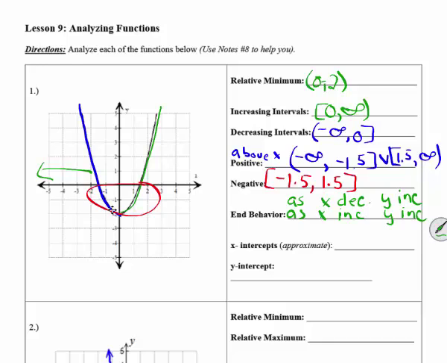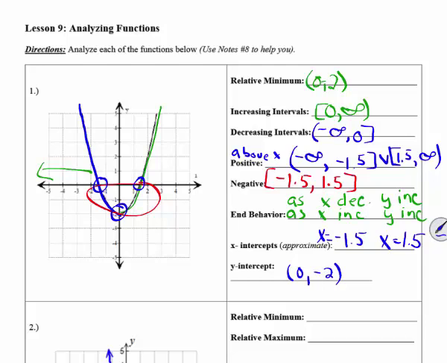Okay, x-intercepts is where it crosses the x-axis. We've already kind of answered those right here, but it's this point and this point. So it's about -1.5 and positive 1.5. Y-intercept is where it crosses the y-axis, and they want that one written as a point. So that's 0, -2. Okay, all right, let's try another one.